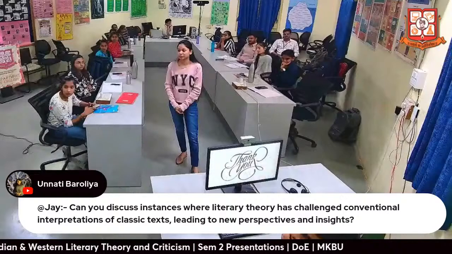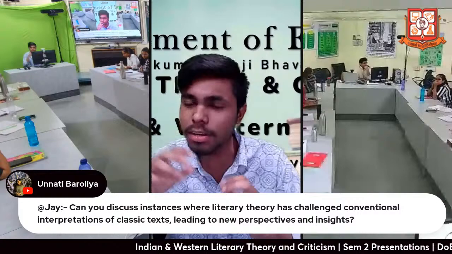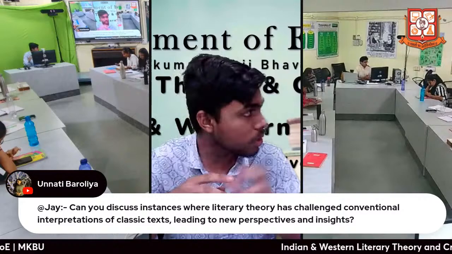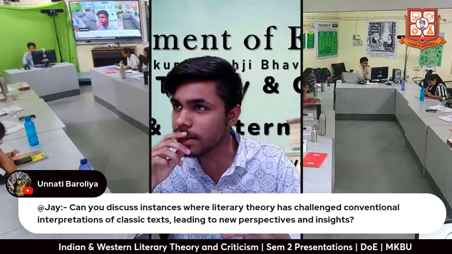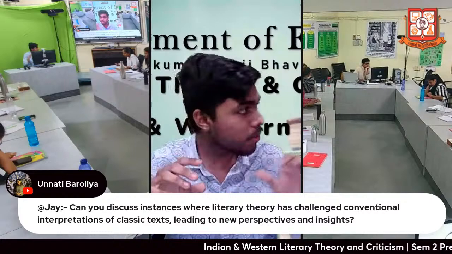So there are some texts, if we take two theories. The first is feminist theory. In feminist theory, we can look at Pride and Prejudice and the character of Elizabeth Bennet, and how gender roles are shown in this text. The other is post-colonial theory. We can look at the text of Heart of Darkness, where we can find the colonial themes. So you can find these perspectives in those texts as examples. So yeah, that's my answer.